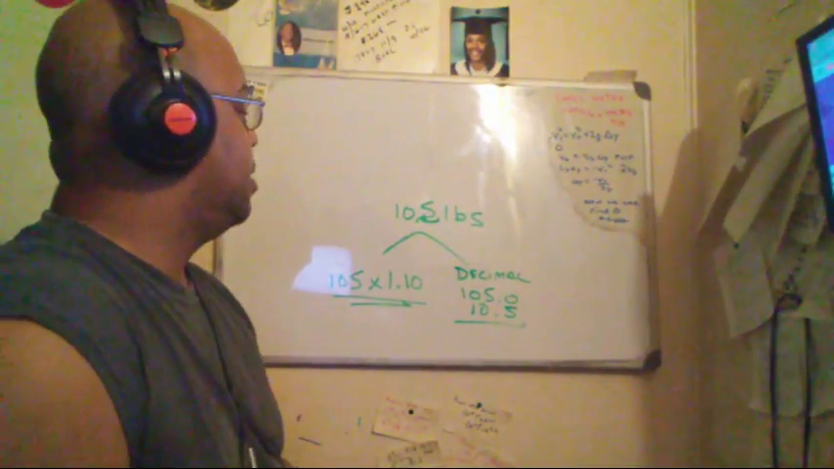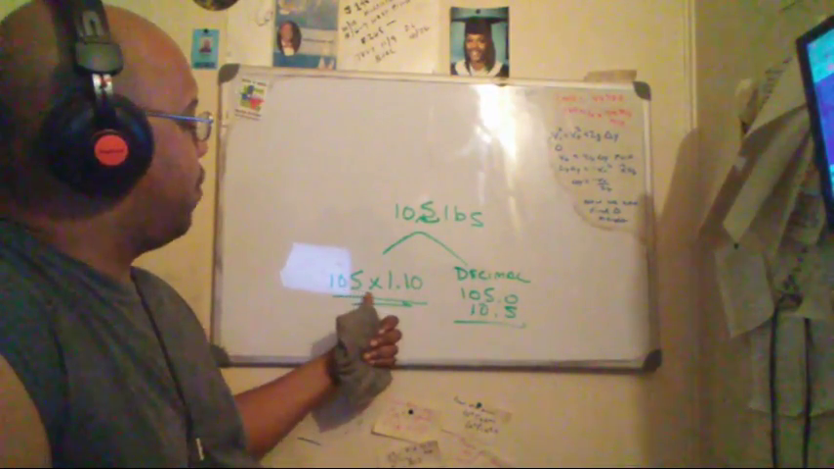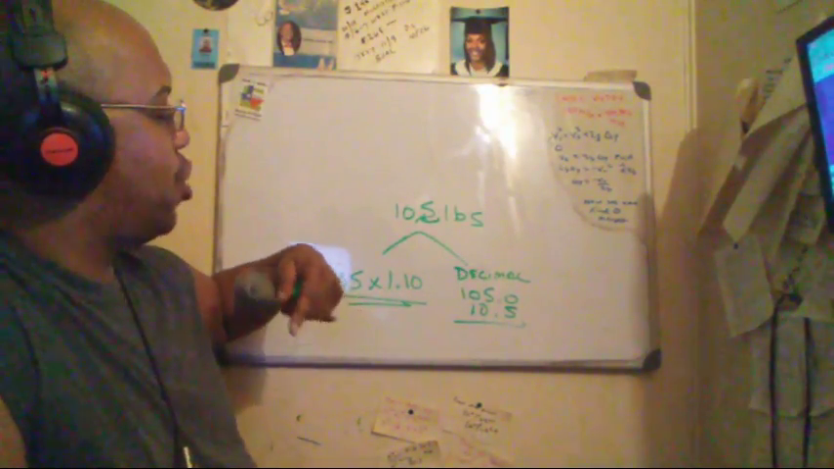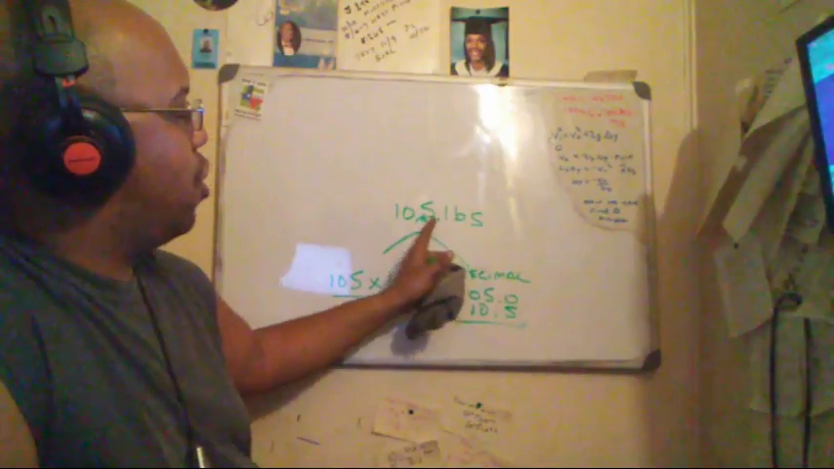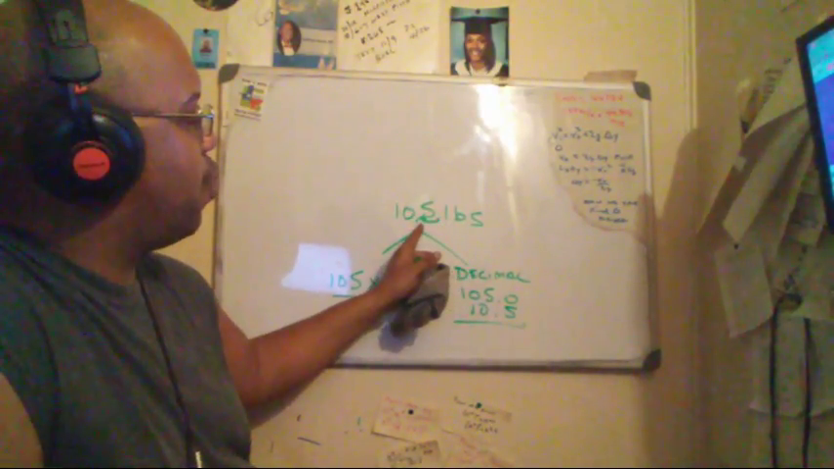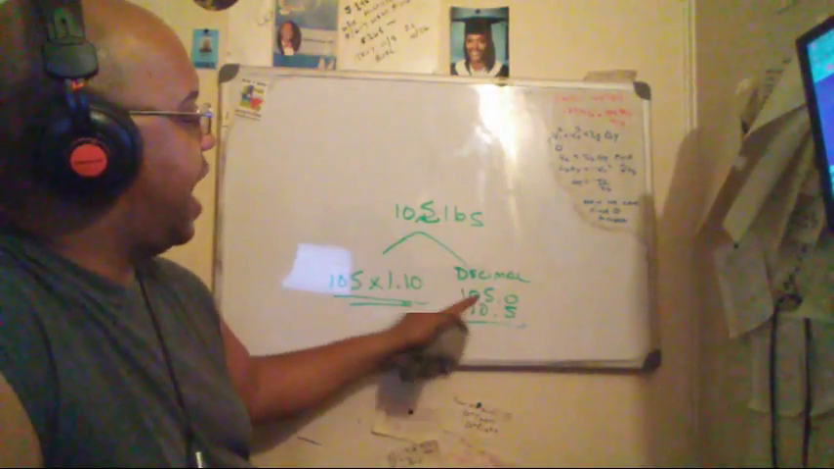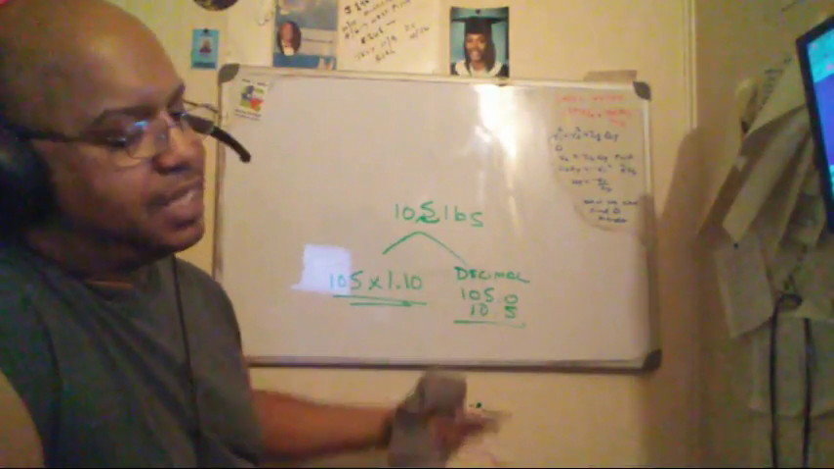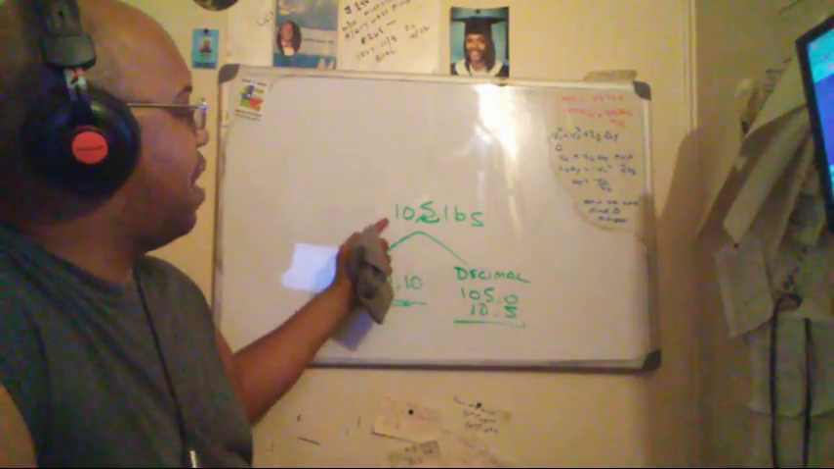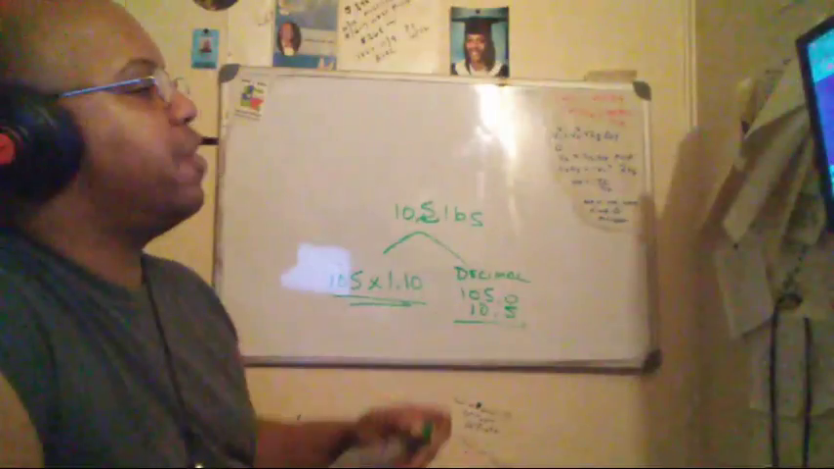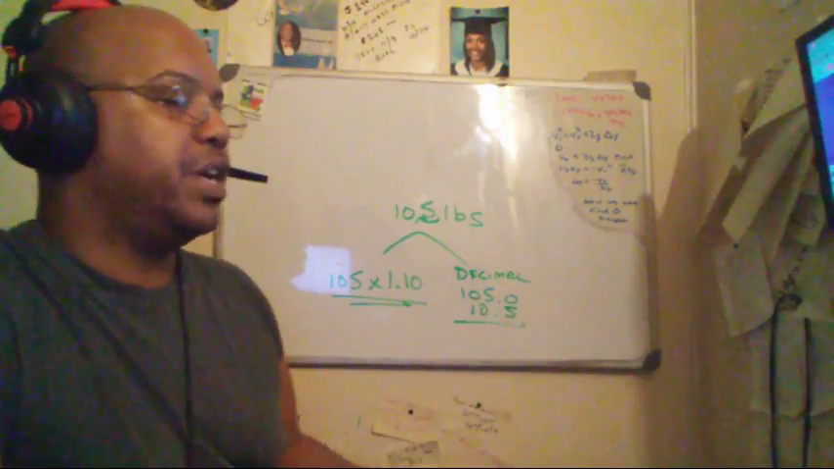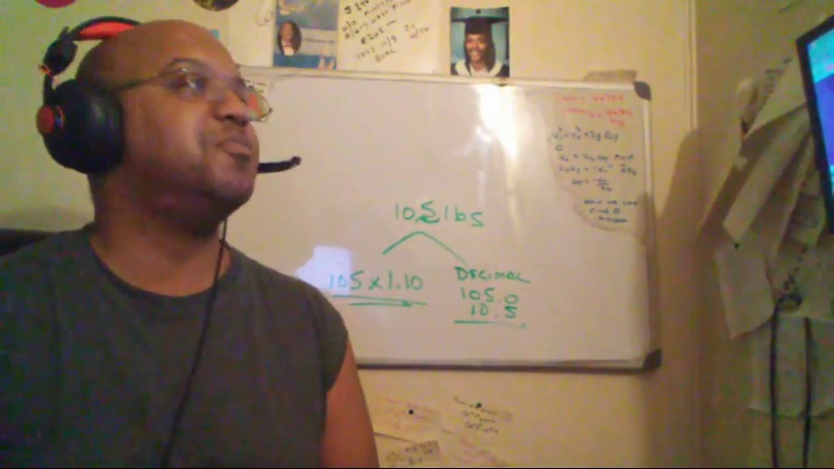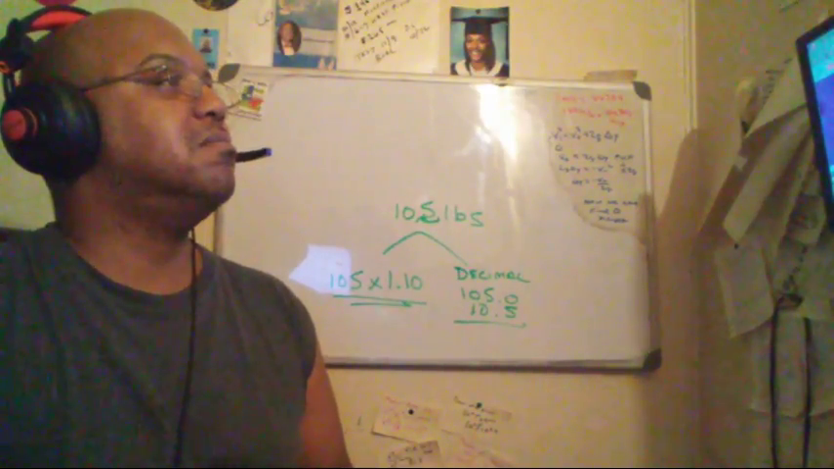So you could have either multiplied 105 times 1.10, which would result in a 10% increase, or take the 105, move the decimal over one space, and then add that to the 105, and that will be 110%, or a 10% increase, because 105 will be the 100%, and the 10.5 will be the 10% increase, thus giving you 110%.